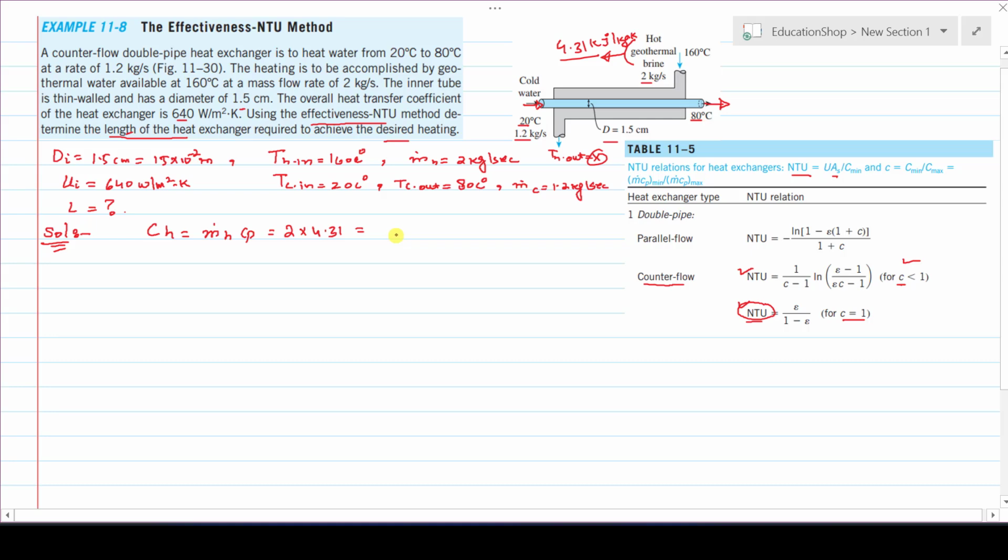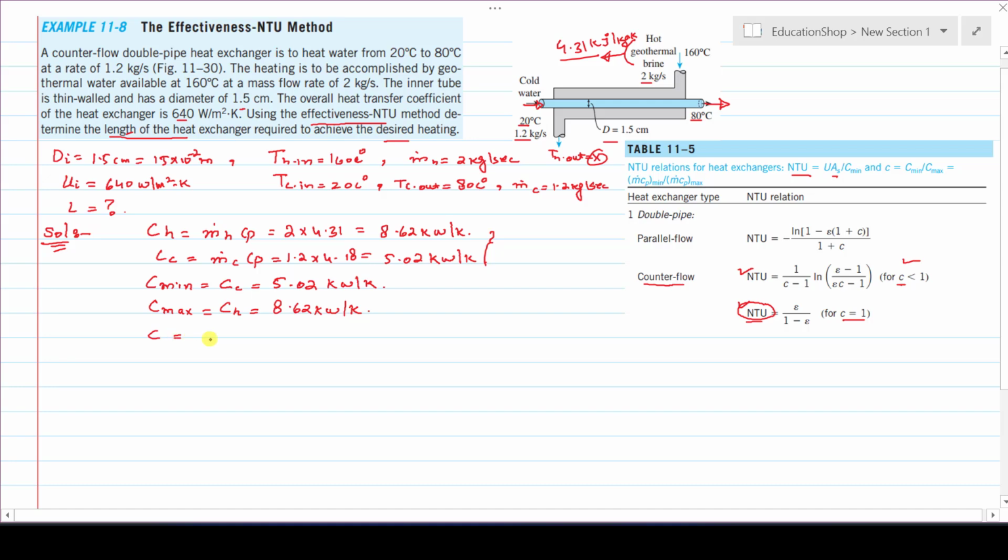and it will give you the heat capacity rate for the hot fluid, 8.62 kilowatt per Kelvin. Now the capacity rate for the cold fluid is m dot c times Cp, and the Cp value of the cold fluid, that is water, is 4.18, so 1.2 multiplied by 4.18. Simply multiply and you will get 5.02 kilowatt per Kelvin. Here you can see that C minimum is the one with the lower capacity rate, that is the cold fluid, with a value of 5.02 kilowatt per Kelvin, and C maximum is the one with the higher capacity rate, that is the hot fluid, Ch, which is 8.62 kilowatt per Kelvin. Then the capacity ratio is equal to, as you can see from this table also, C minimum divided by C maximum.